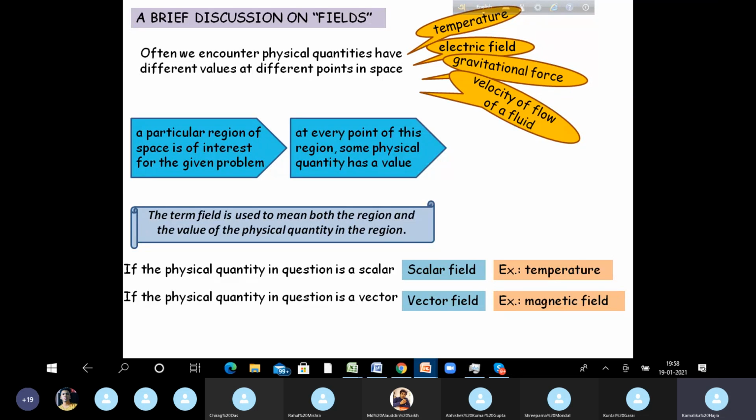Okay, so just to make this point clear, I wanted you to understand what the term field means, because I will use the term field several times from the next topics that we are going to do. So I dedicated this slide to a short discussion on fields because of this. Okay.